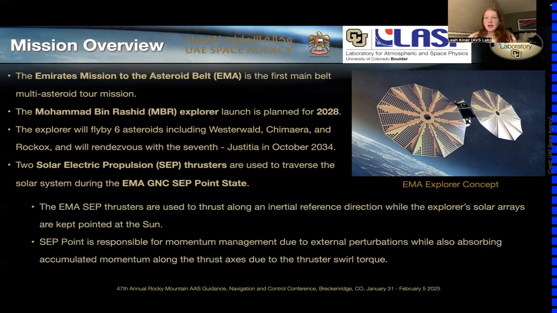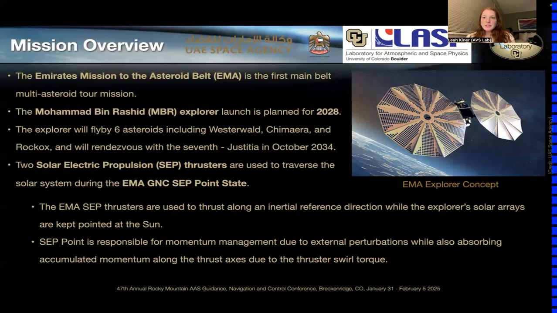And I'd like to point out that my colleague, Dr. Ricardo Colon, presented last year at this conference. He presented the guidance algorithms that he worked to develop for this EMA GNC setpoint state. And so I'm not going to be going into those algorithms in this presentation. Instead, I'm going to be talking about the simulation and control of the 2-axis gimbal platforms that these SEP thrusters are mounted on.